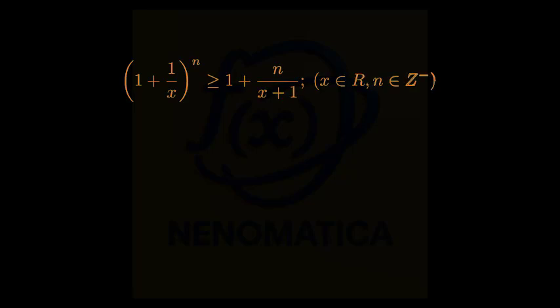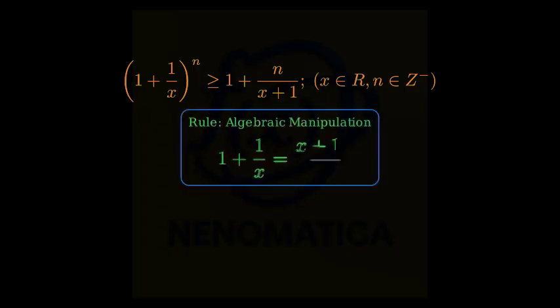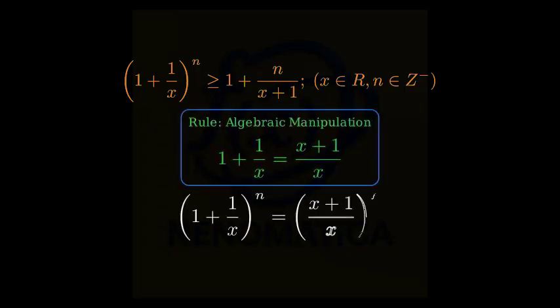When the problem asks us to prove the following inequality: (1 plus 1 over x) raised to the power of n is greater than or equal to 1 plus n over x plus 1, where x is a real number and n is an integer. Let's start solving this step by step following the algorithm shown. Step 1. We'll begin by transforming the left-hand side of the inequality. We can rewrite 1 plus 1 over x as x plus 1 over x.